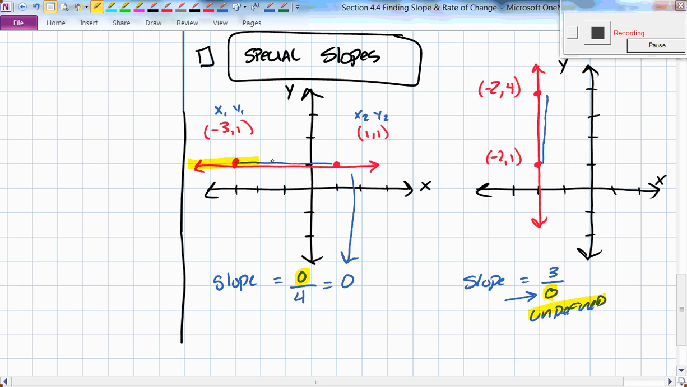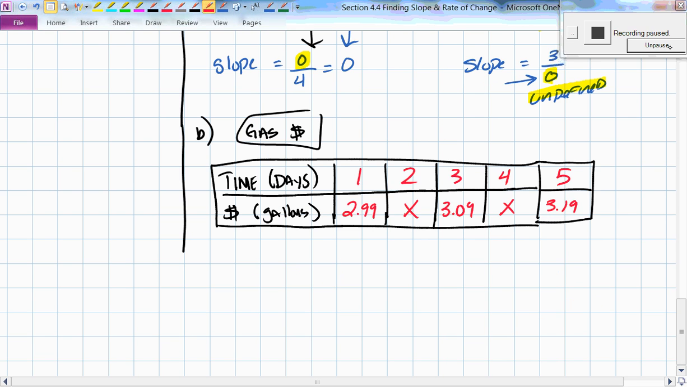So that means that any horizontal line you have will have a slope of what? No, any horizontal line. Horizontal line, have a slope. 0, good. How about vertical lines? They'll have a slope of what? Undefined, exactly.